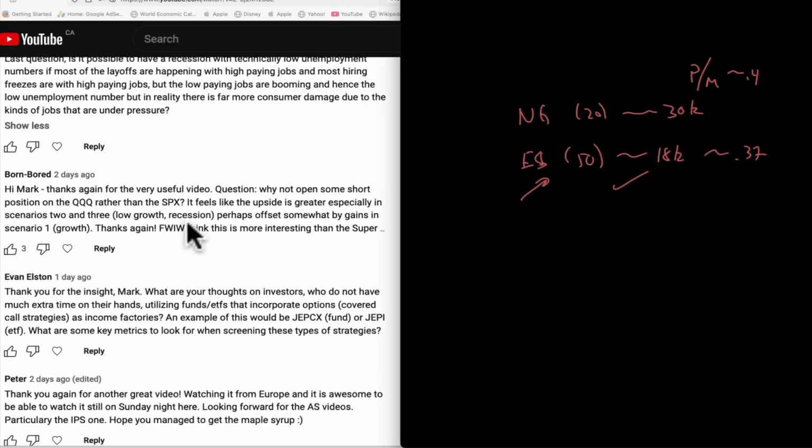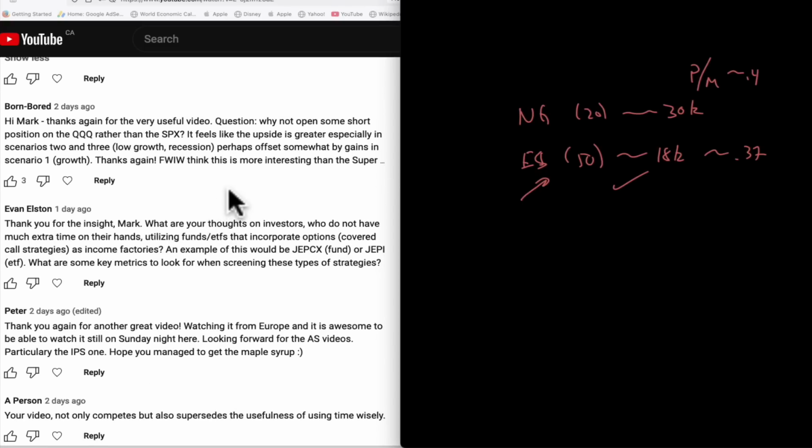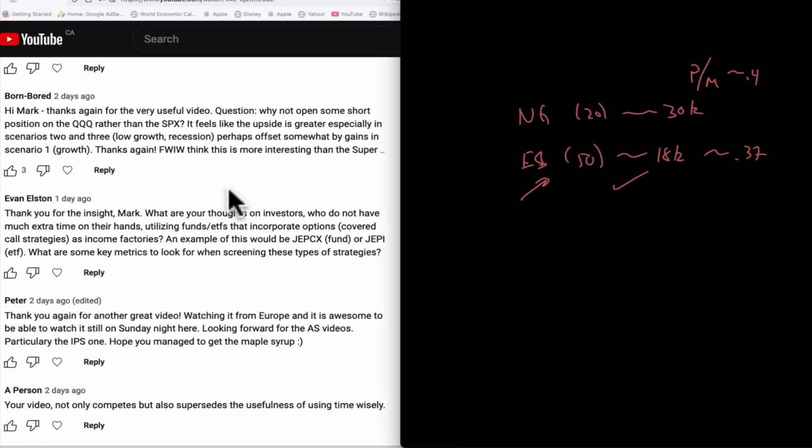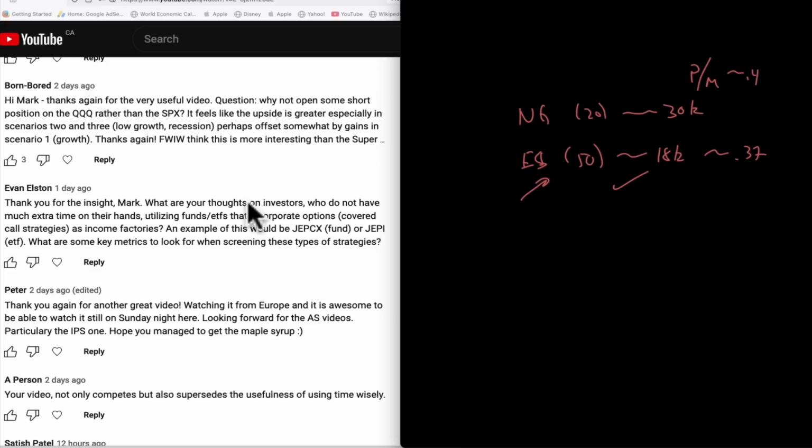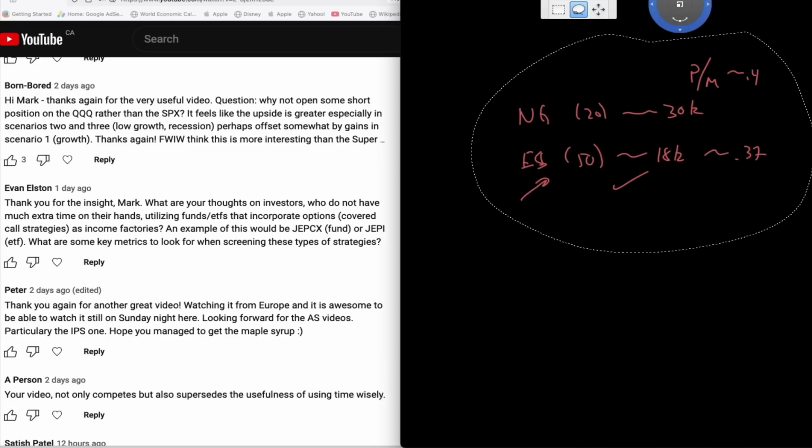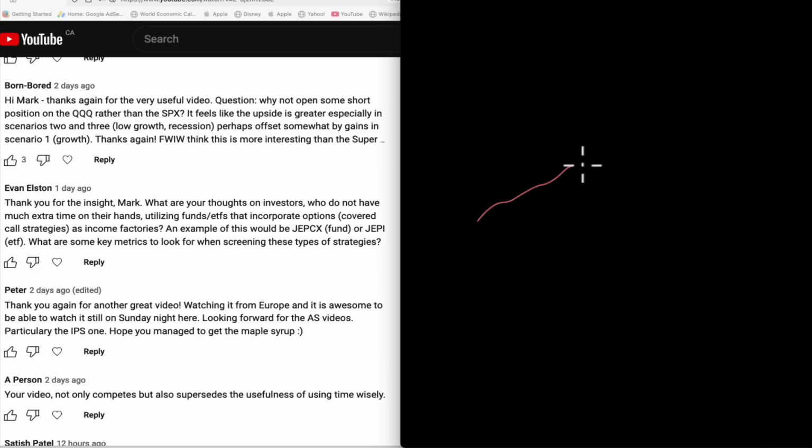What are your thoughts on investors who do not have much extra time on their hands utilizing funds, ETFs that incorporate options as income factories? JEPCX, that's a mutual fund, right? Or JEPI. Well, they would underperform in a trending market. So if you had a rising market, always selling covered calls on it, these firms do not allow the underlying shares to be called away. These are all cash settled.